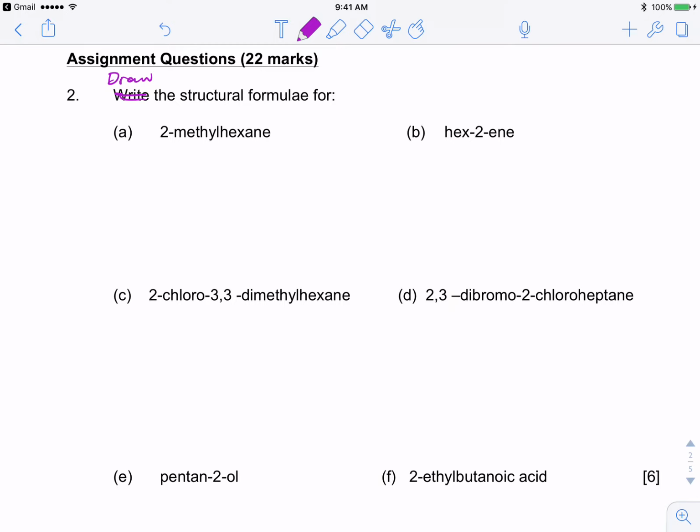Okay, 2-methylhexane. First, identify the stem. The stem here is hex, so we must draw 6 carbon. Then there's a methyl group at the second carbon, so draw a methyl group. Then we just fill in hydrogen for all. Note that each carbon should form 4 bonds.